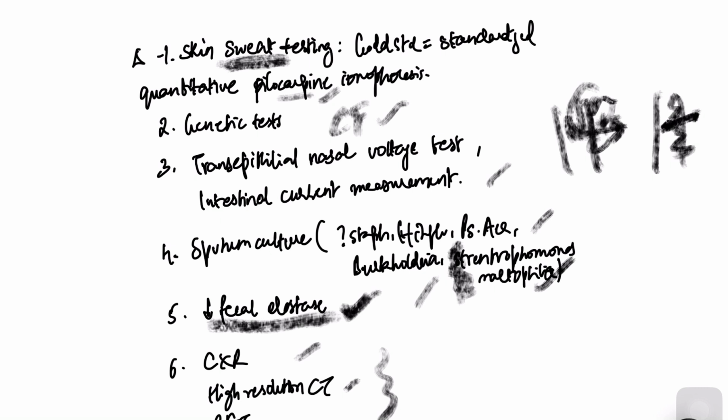The gold standard test would be a standardized quantitative pilocarpine ionophoresis. Pilocarpine is a cholinergic, it would stimulate sweat, so you can just assess the salt levels in it. You can do genetic tests to check for issues with the cystic fibrosis channels. You can do a transepithelial nasal voltage test or intestinal current measurement, so in the lumen at the mucosa and inside the cell, this is the epithelium, right?